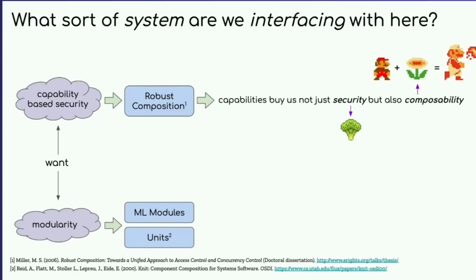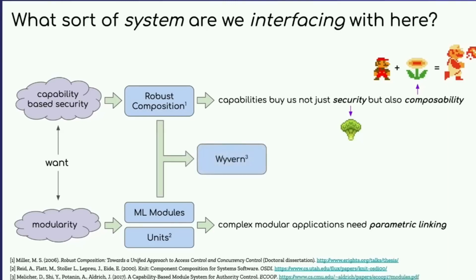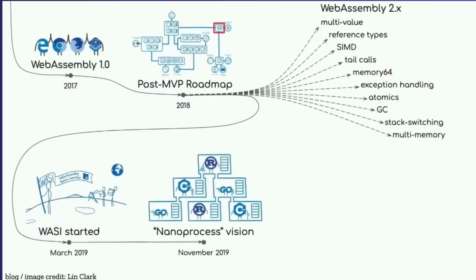the work on units. And the high-level takeaway here is that complex modular applications need what I'm going to call parametric linking, and I'm going to talk more about it later. And then combining these was a bit of research on the Wyvern language, which really nicely illustrated how capabilities can go really well with parametric linking. So excited by all this, we collected all these ideas into this nanoprocess vision blog post, which painted this picture of a bunch of really fine-grained nanoprocesses that encapsulate their memory and are trading fine-grained capabilities between each other.